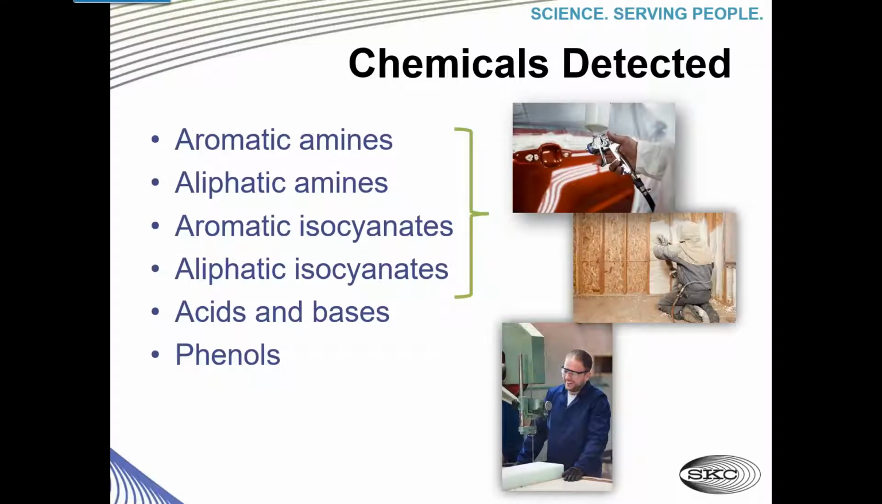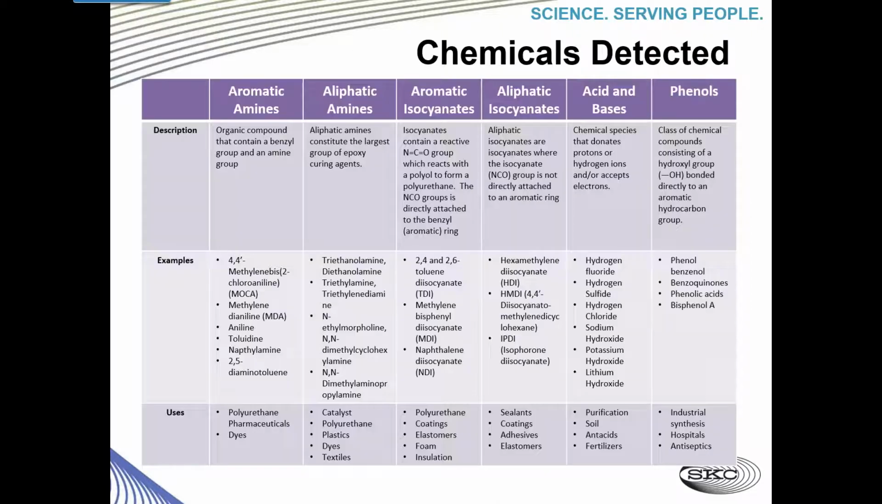These are the chemicals that can be detected using our dermal and surface products. They can detect aromatic amines, aliphatic amines, aromatic and aliphatic isocyanates, acids, bases, and phenols. The first four chemical groups are related mainly to the polyurethane industry. This graph is a summary of those chemical groups' characteristics, and I'm just going to review them real quick here.